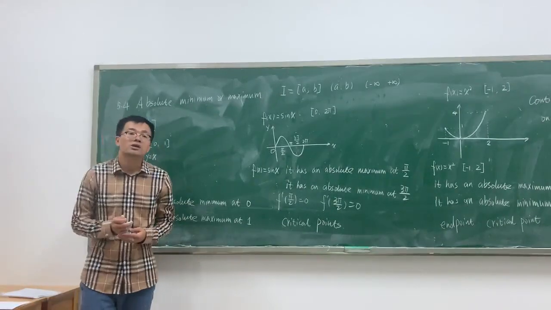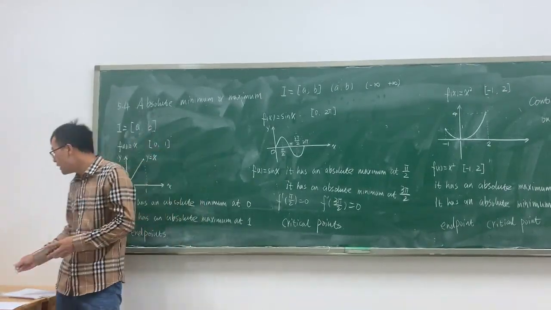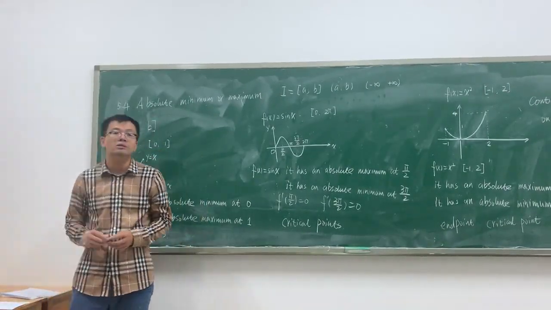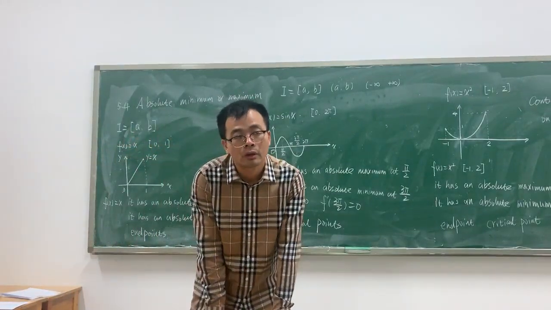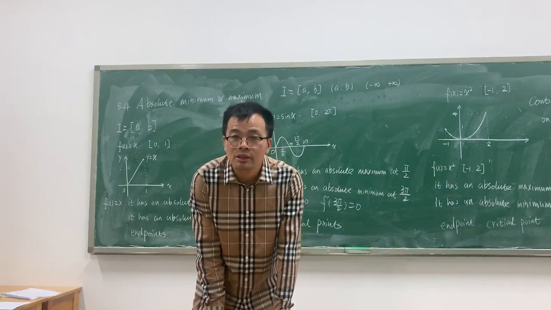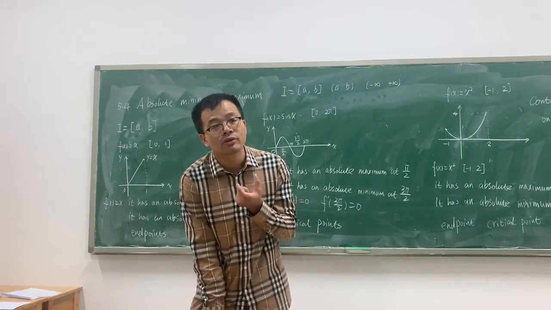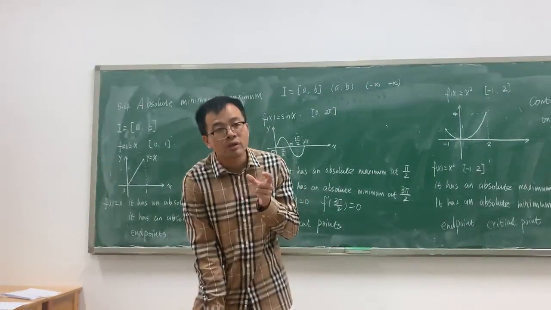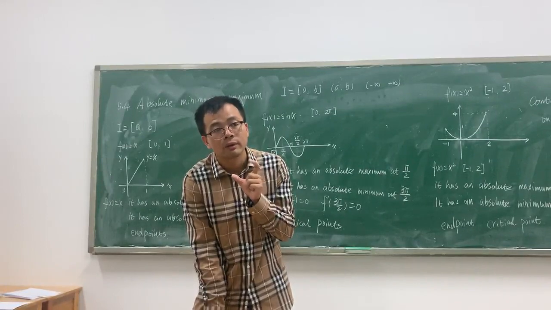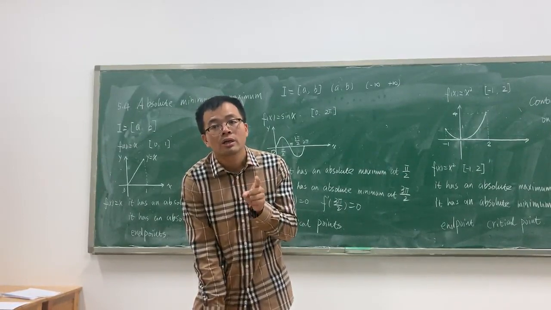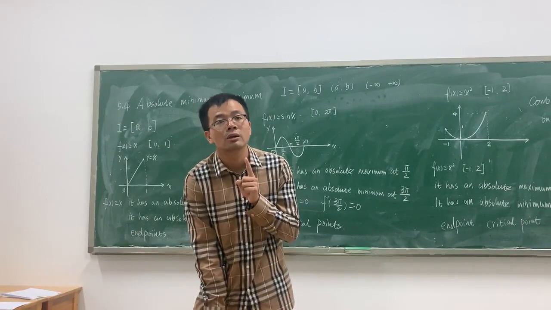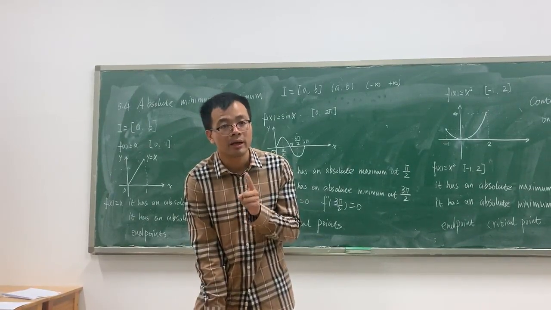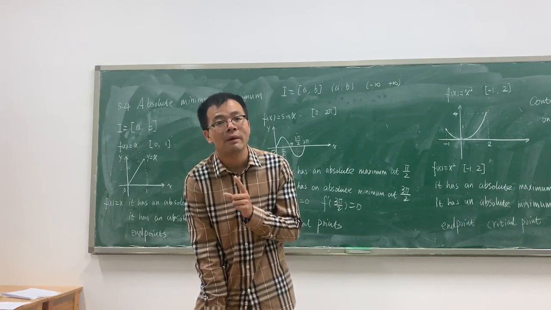So here, this is the conclusion. The condition is a continuous function on a closed interval. The conclusion is this function has an absolute minimum and has an absolute maximum.